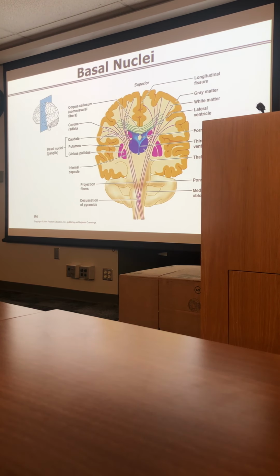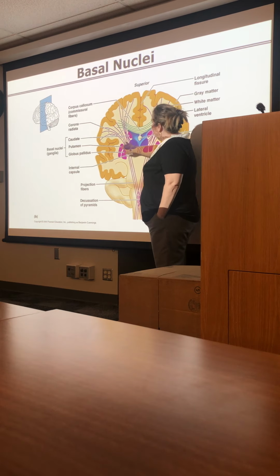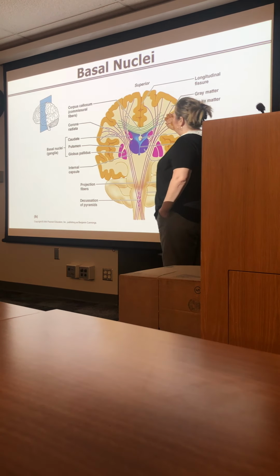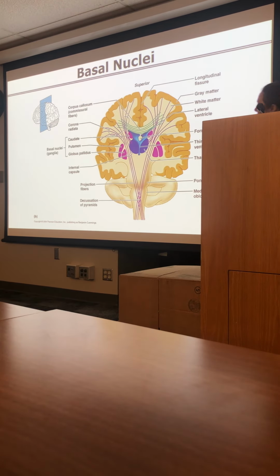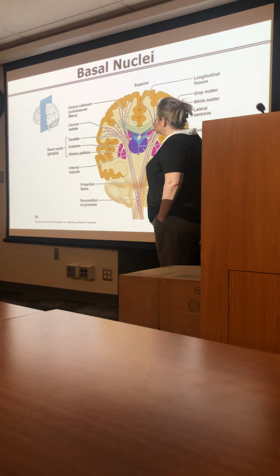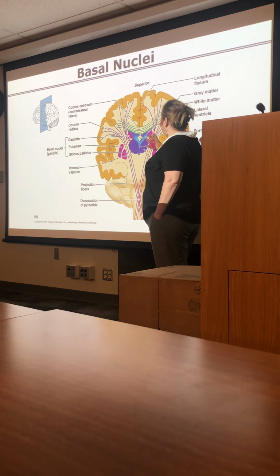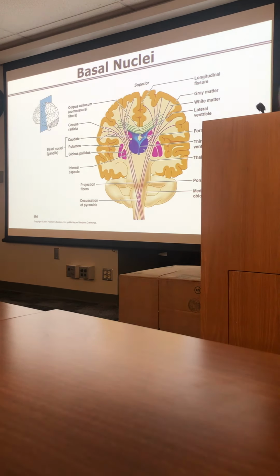Now, why is this called the corpus striatum, or the striated body? Look where these three are located, and look what runs right through the middle of them. We have these projection fibers, which make up what is called the internal capsule. This internal capsule runs right through the middle of these basal nuclei. And so these three are often called the striated body, or the corpus striatum, because of those projection fibers coming right through the middle of them.